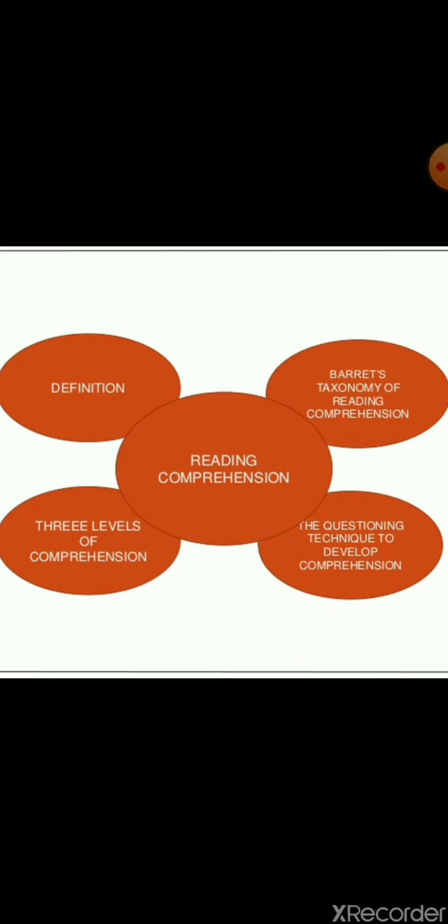First of all, reading comprehension is in the center, and you can see four circles around that. Number one is definition. Definition, I already told you, reading comprehension is the ability to process text, understand its meaning, and integrate it with what the reader already knows. Second is Barrett's taxonomy of reading comprehension. Barrett's taxonomy we will do in this session. Three levels of comprehension we will do, and the questioning technique to develop comprehension. Questioning technique, what type of technique we are using to deal with the question, that also we will do in today's session.